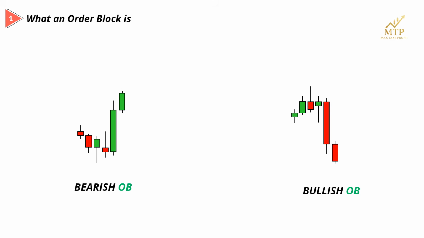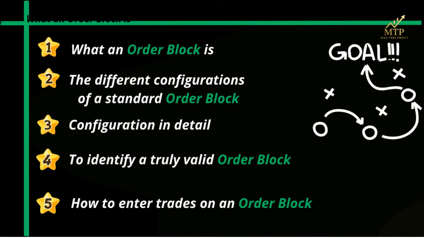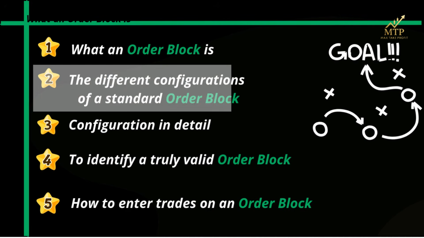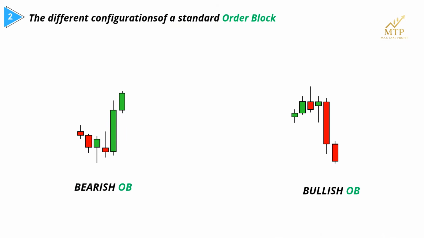Now that you understand what an order block really is and why it forms, which brings us directly to the second point, the different configurations of a classic order block. It's time to learn how to properly identify it on the chart. Because a valid order block is never drawn at random. According to ICT, it always relies on a very specific structure.